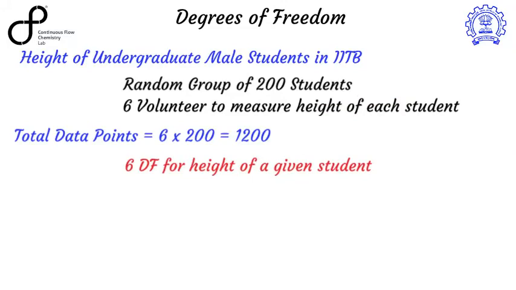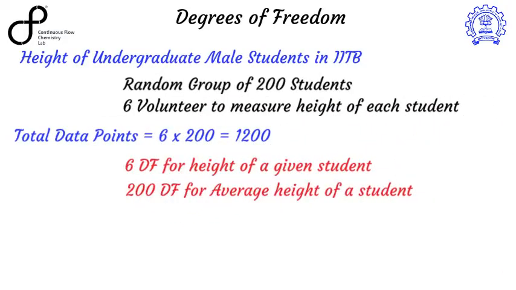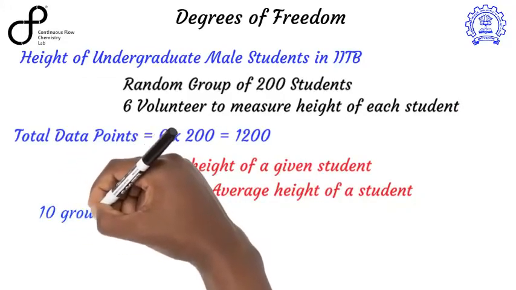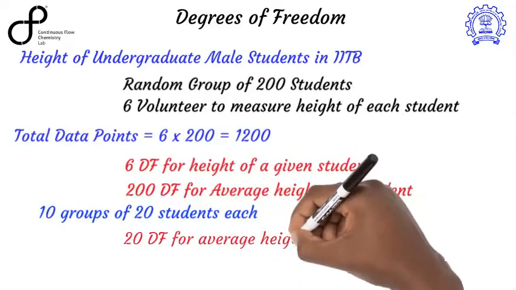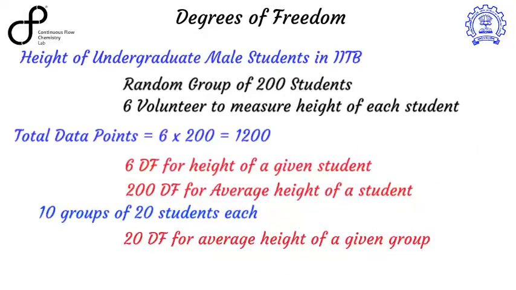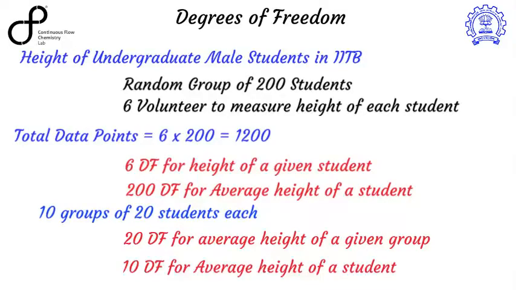If you use the average of these 6 measurements, and then calculate the average height of 200 students, your degrees of freedom for average height will be 200. Now, you can create 10 groups of 20 students, and then calculate the average height of each group. Your degree of freedom for the average group height will be 20. You can now calculate the mean of the average height of these 20 groups, to get the average height of 200 students. This is the same as the expected value of the sample means. Degrees of freedom for this will be the number of groups, and that is 10.